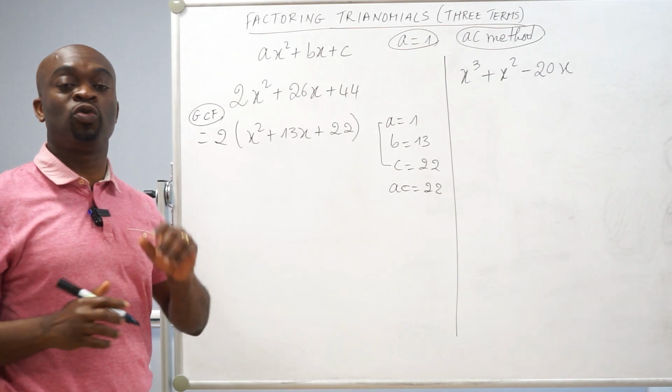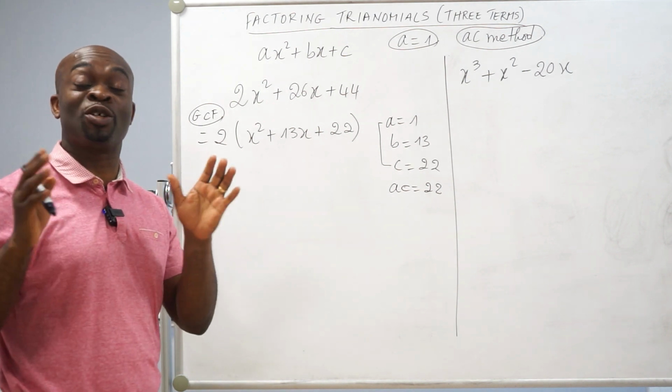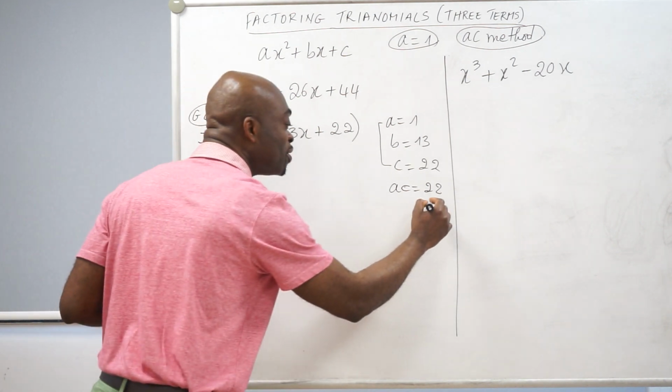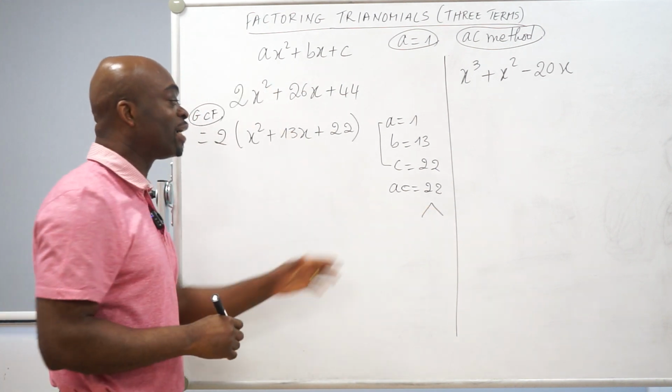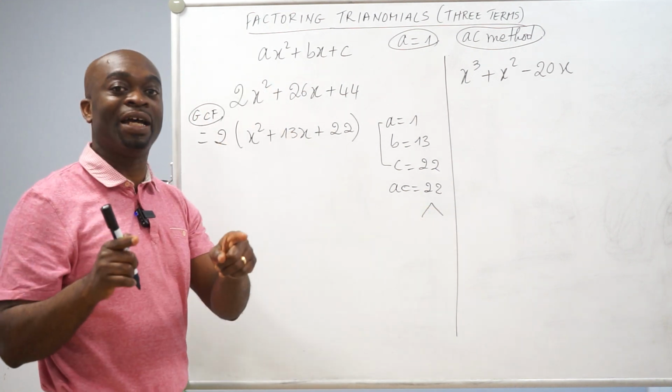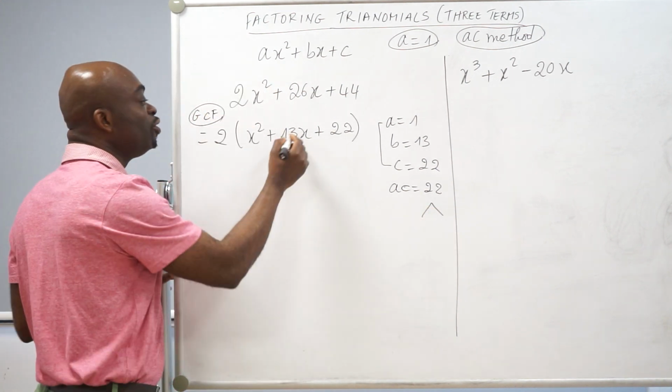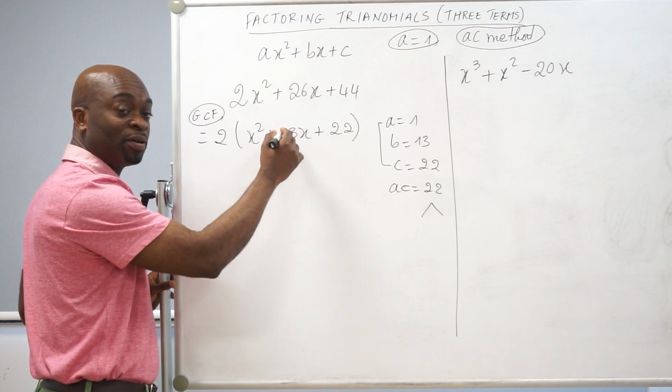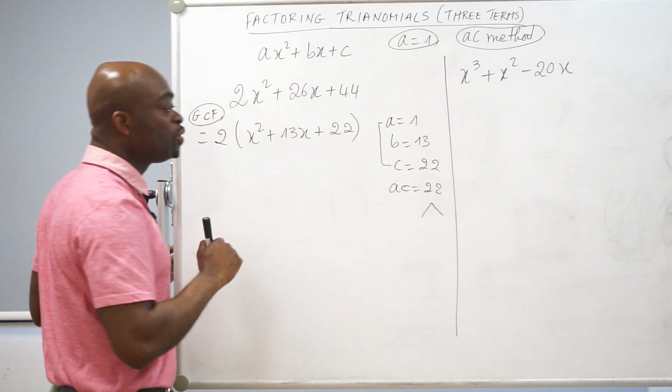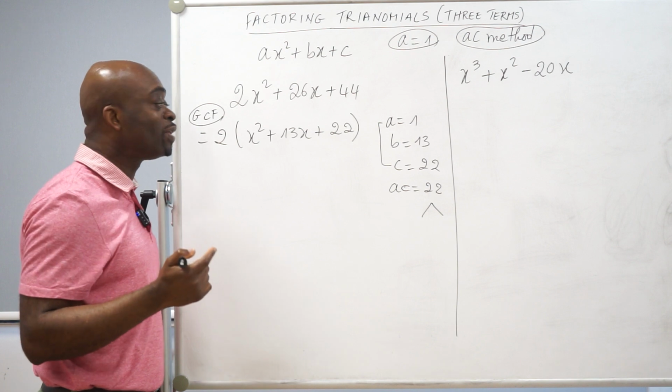So now we're looking for 2 numbers, ladies and gentlemen, the moment of truth. When you multiply the 2 numbers, you got to get 22. At the same time, when you add them up, you get 13, which is the B. Remember, 2 numbers multiply give you 22, add up give you 13. So what would that be?